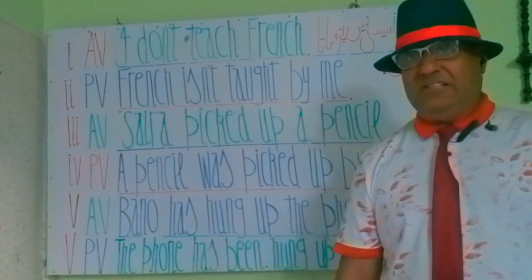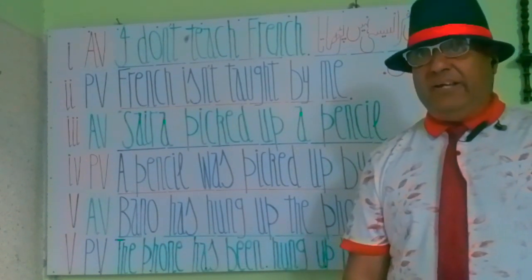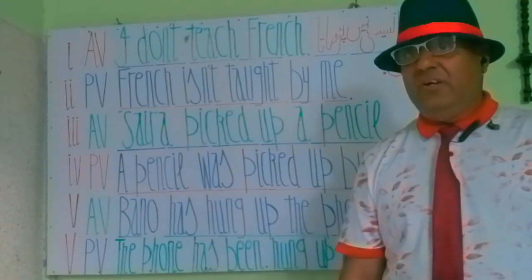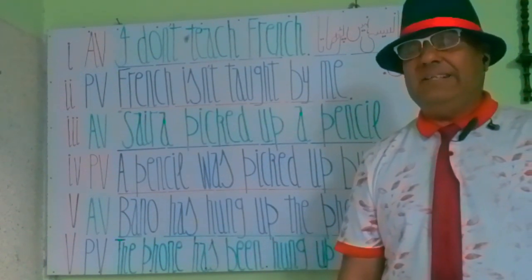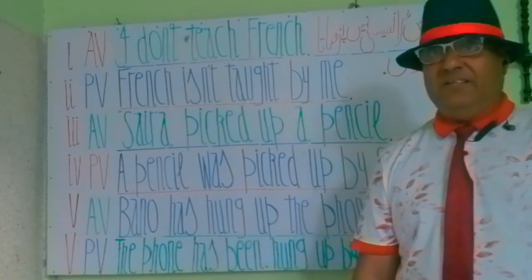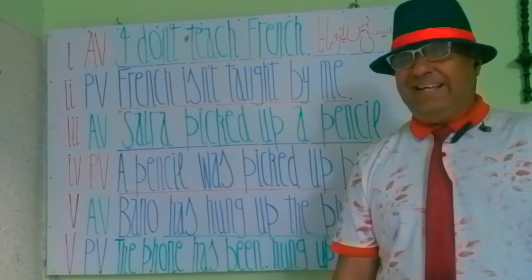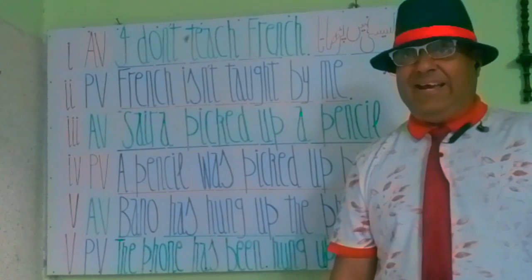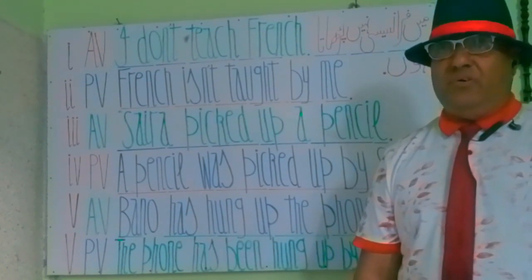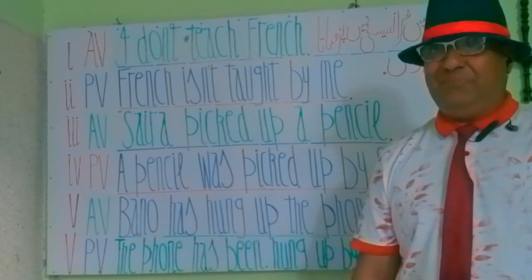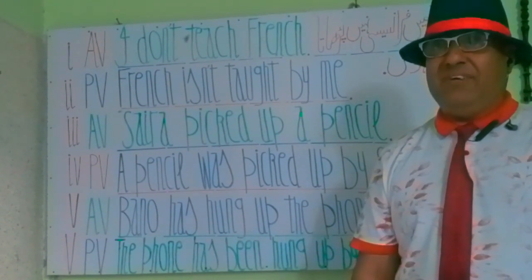That is the Urdu translation. And after making changes, we see that in passive voice, a pencil was picked by Saira. A pencil comes up here as a subject, and according to rules, we will add was, and then the third form, past participle form of the principal verb pick, that is picked. So a pencil was picked.